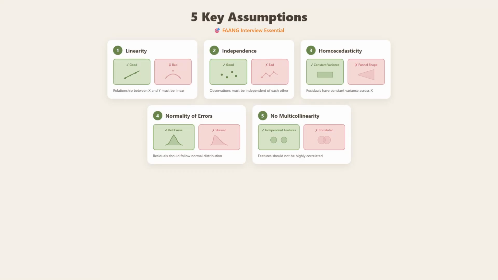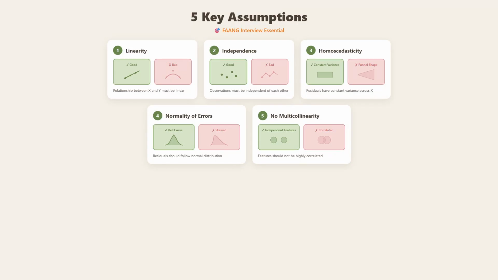Second is independence. Your observations must be independent of each other. This is often violated with time series data, where one observation depends on the previous one. Third is homoscedasticity, a fancy term meaning that the variance of your residuals should be constant across all values of x. If your errors fan out like a funnel shape, that's heteroscedasticity, and it violates this assumption. Fourth, the residuals should follow a normal distribution. This matters especially for confidence intervals and hypothesis testing.